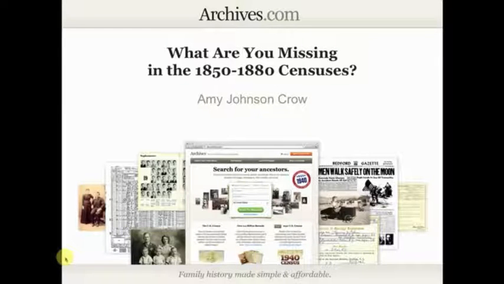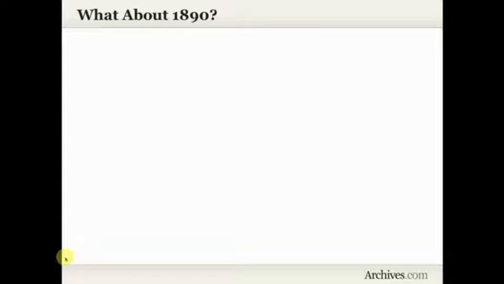I'm Amy Johnson Crow. This week we are going to talk about what you are missing in the 1850 to 1880 censuses. If you've been watching the Archives.com live streams, you might have seen some of our previous live streams talking about what you might be missing in other censuses, such as the video that we did on 1920 to 1940, and also 1900 and 1910. So you might be asking, well, what about 1890? What might I be missing in the 1890 census?